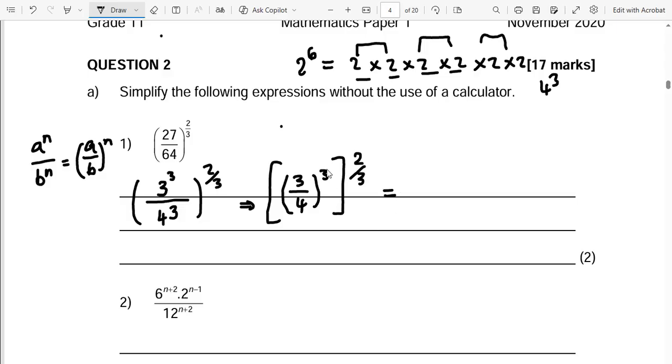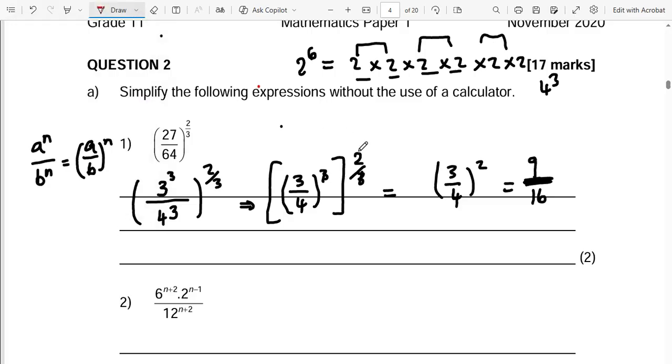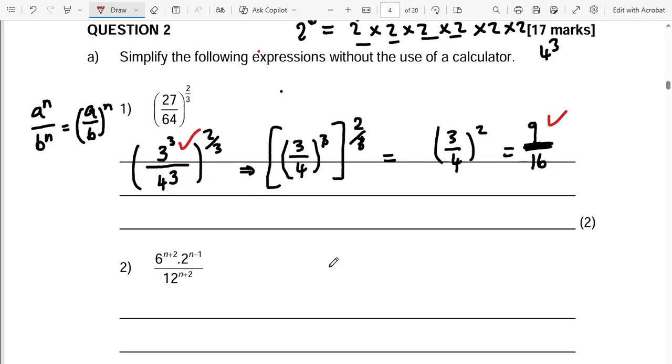When you multiply the exponent, the 3 will cancel this 3, and that 3 cancels. You're left with 3 over 4, everything squared. So it's like 3 squared, that's 9. 4 squared, that's 16, because it's 4 times 4. And your correct answer is 9 over 16. So you'll definitely get a mark for changing this and writing it like this. There's a mark for that, and then a mark for the final answer.